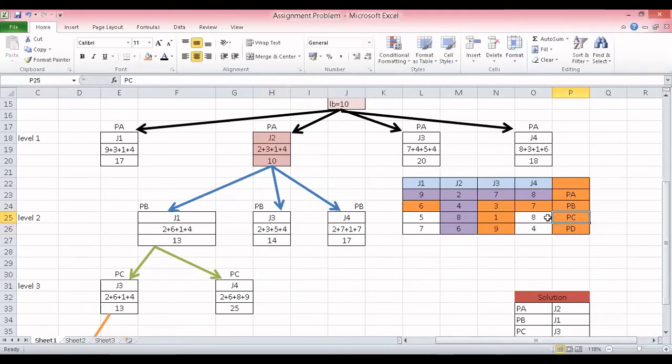Now coming to person C, in this particular row, 8 I cannot touch because job 2 is already assigned to person A, so I am not able to assign it again to person C. Coming to the next box, 1. Job 3 I have assigned to person B, so I cannot assign it to person C. Leave that also. Now out of 5 and 8, only 2 values are remaining. Out of 5 and 8, which is minimum? 5. So I am taking it as 5 here.